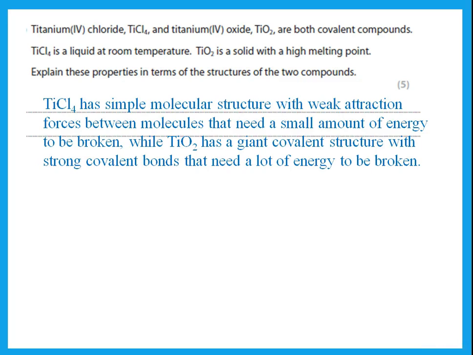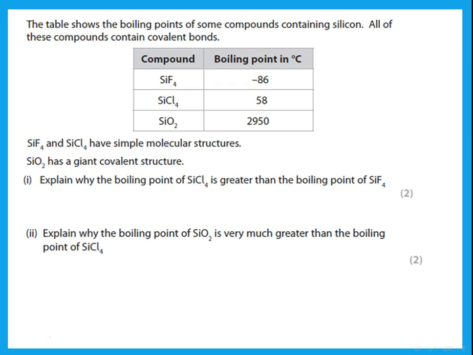It tells you that the one that has a low melting point has a simple molecular structure with weak attraction forces between the molecules that need a small amount of energy to be broken. While the other one, which he said has a high melting point, must have a giant covalent structure, something like diamond, with strong covalent bonds that need a lot of energy to be broken. Do we understand how to answer these kinds of questions? Okay, this is another question.